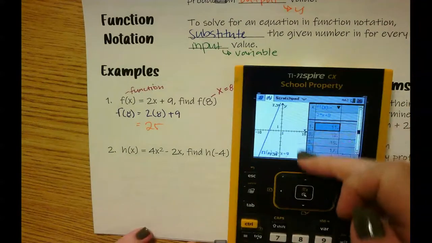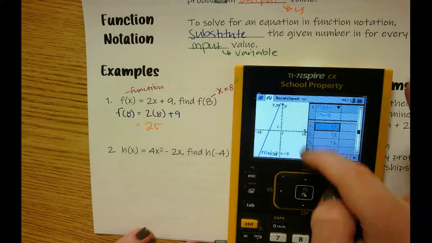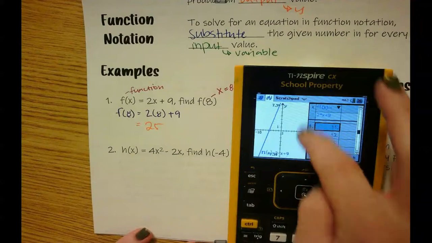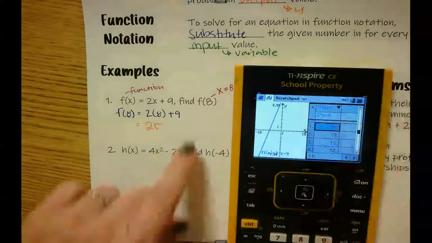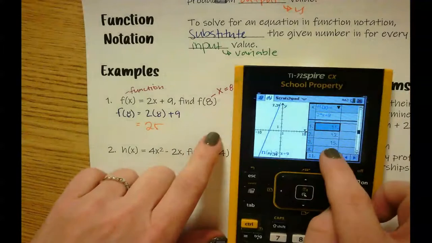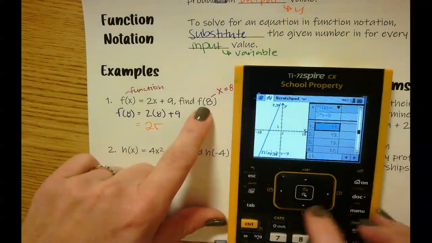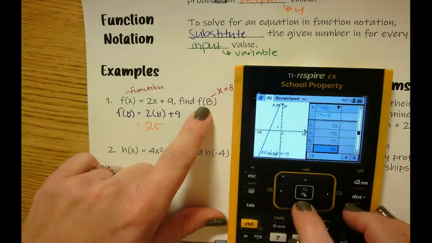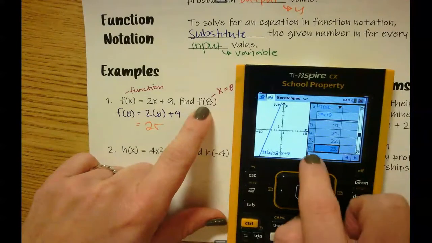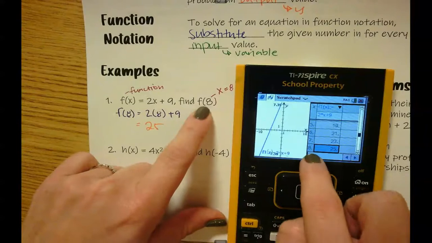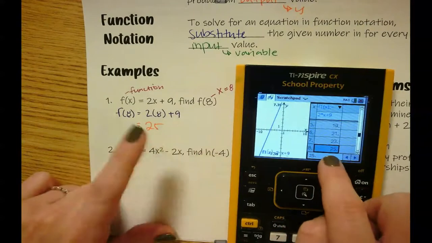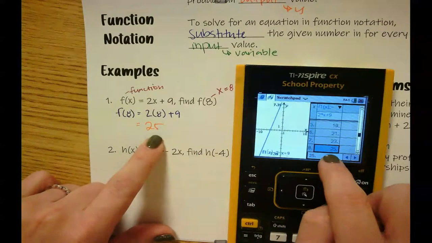This over here, that's values. You can see 1, 2, 3, 4. That is my x value. And then the values here are my y values that my x gives me. So I'm going to scroll down to where I get to x is 8, which is right there. When x is 8, my y is 25. That's what number I want.